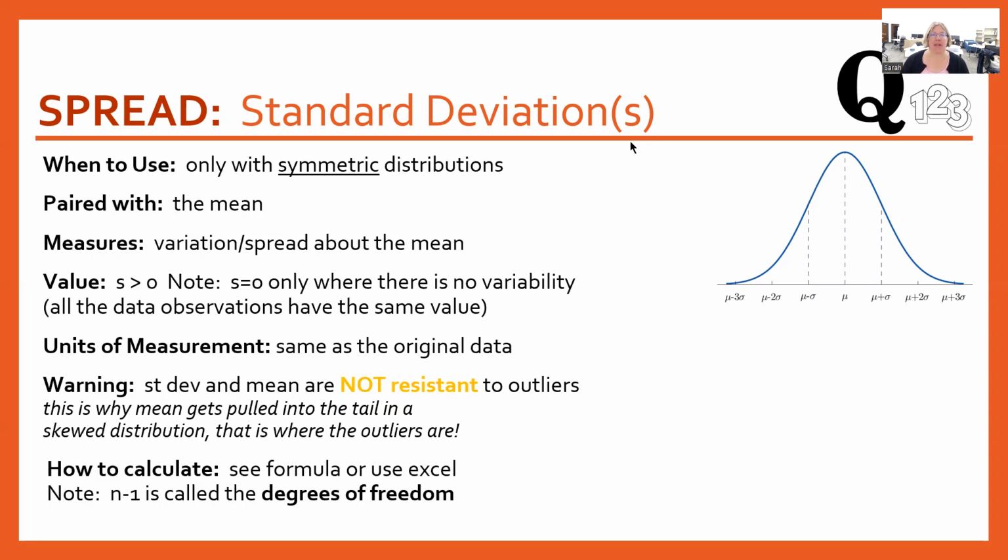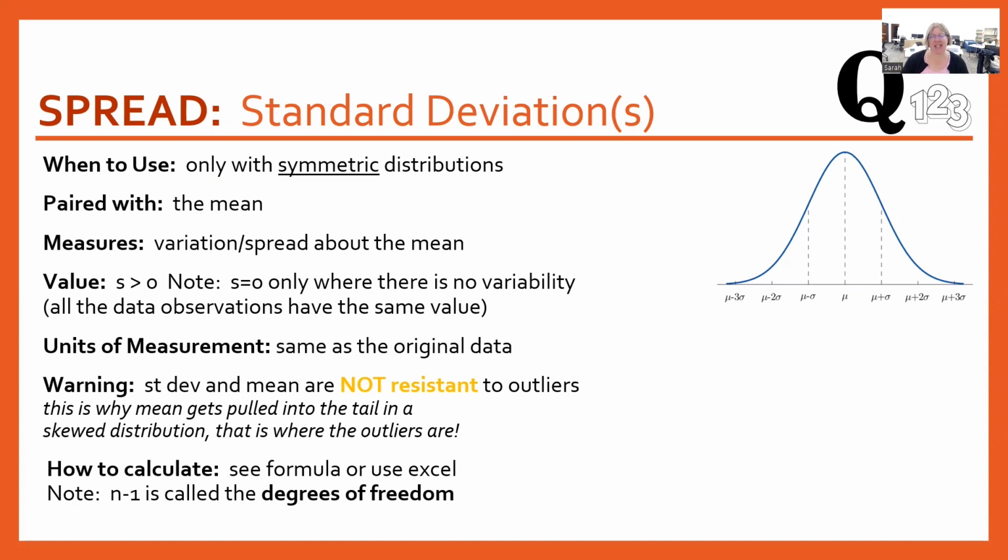Let's start with these properties. So you're going to use the standard deviation only when you have a symmetric distribution. So you wouldn't use this with a skewed distribution. It's paired with the mean, so the mean and standard deviation always go together. And what this does is it measures the variation or the spread about the mean.